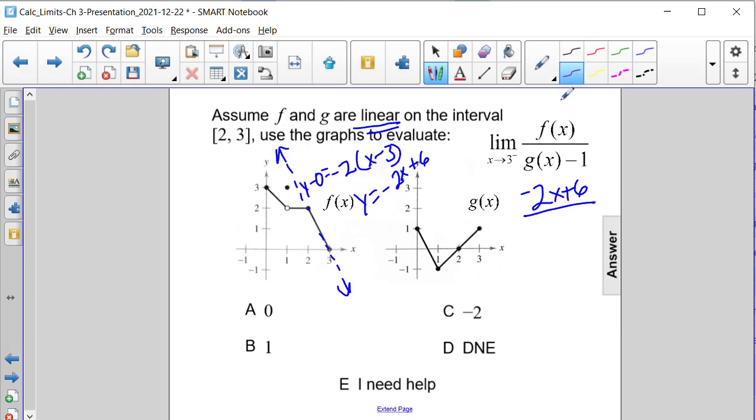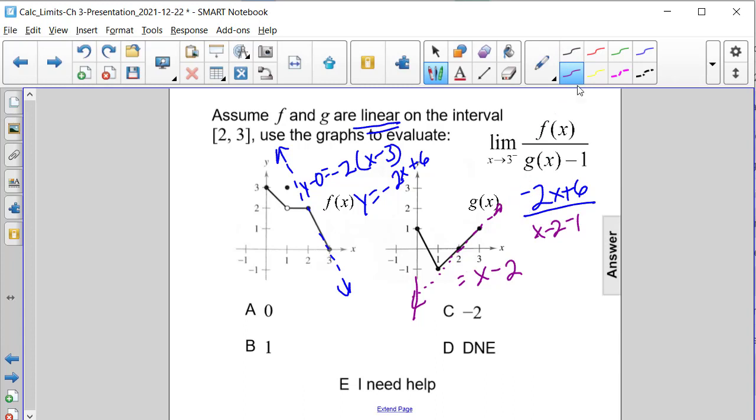And now let's look at g of x. With g of x, from 2 to 3, it's represented by this line. We can clearly see that the slope here is +1, so it's just x, and it's going to go through at -2. So we can write that as x minus 2, and then we have the minus 1.